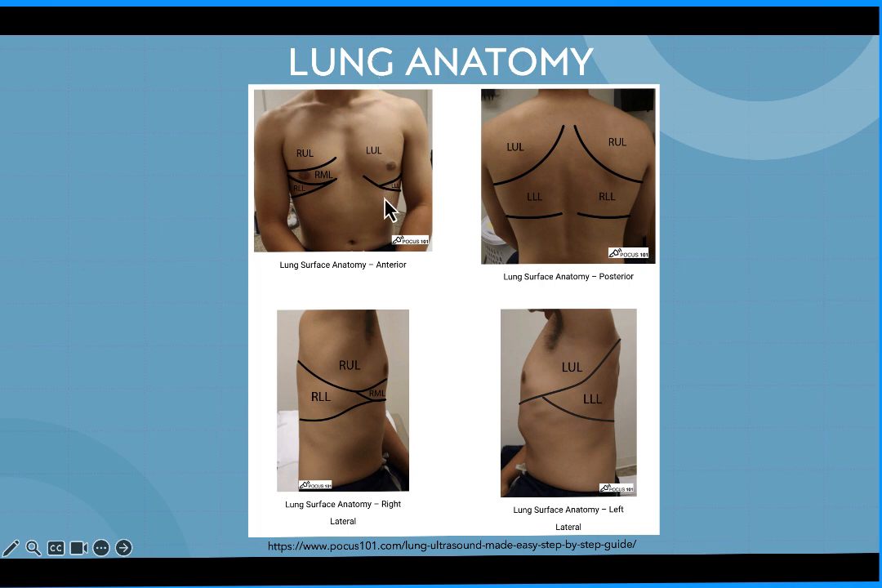So when you're scanning the left side, for the most part, you'll be getting the left upper lobe and a little sliver of the left lower lobe. Whereas when you're scanning the right side, you'll be getting a lot of the right upper lobe, a sliver of the right middle lobe, and a sliver of the right lower lobe. Similarly, when we're scanning the lateral aspects of either the left or the right, you're going to be getting either the left upper or the left lower. But on the right side, you're still going to get a sliver of the right middle lobe.